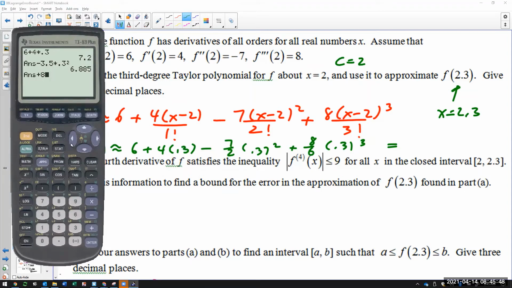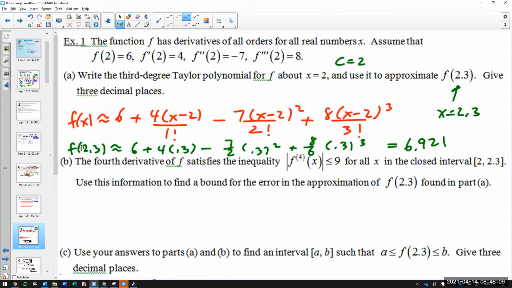This may not be the best way to do this. I'll do 8 times 0.3 raised to the third divided by 6. Actually, I don't know if I was allowed to do that order of operations on the calculator, and I'll just hit enter. You guys can check me on this. Did you get 6.921? Okay, good. So 6.921 is what this function is if I plug in 2.3.